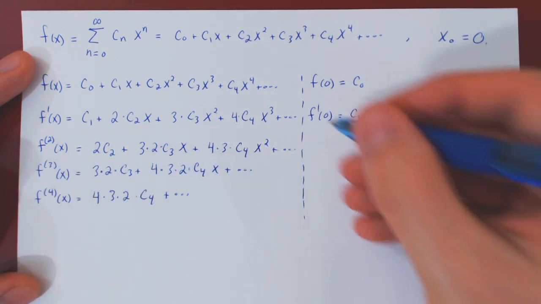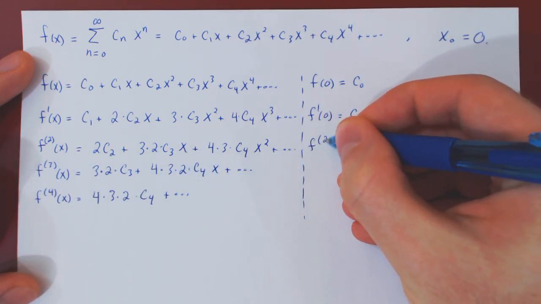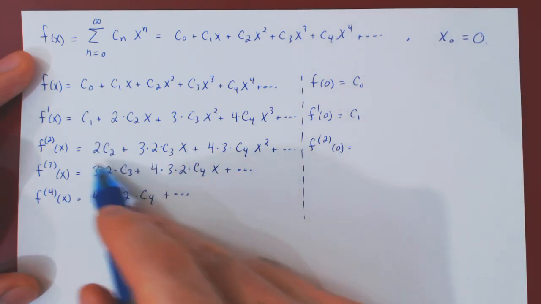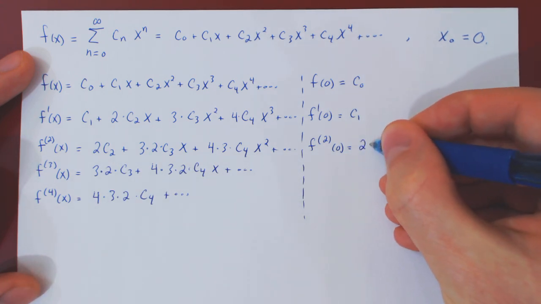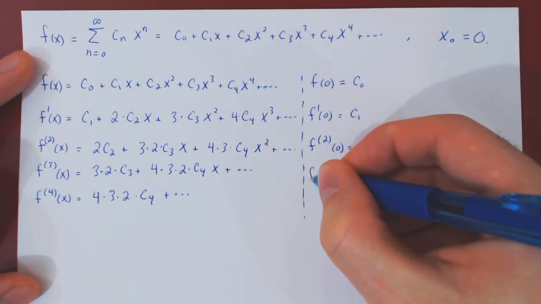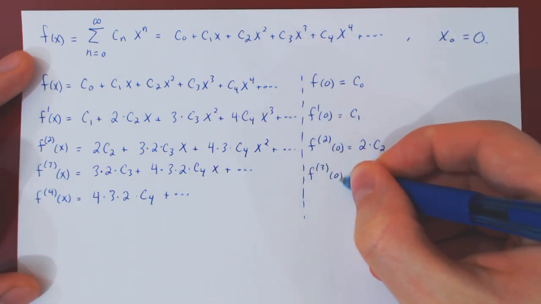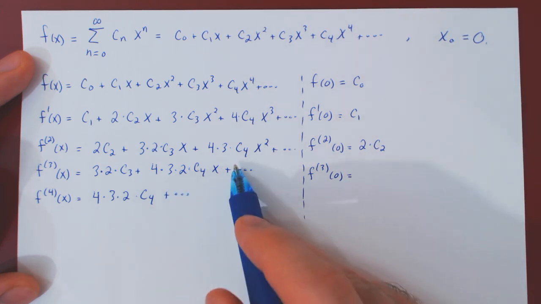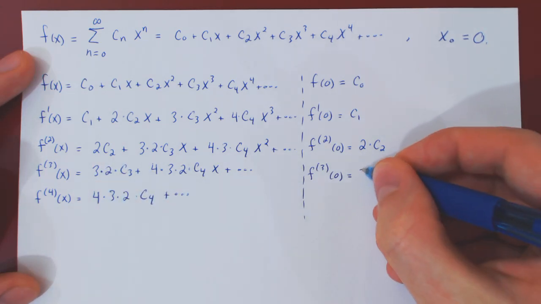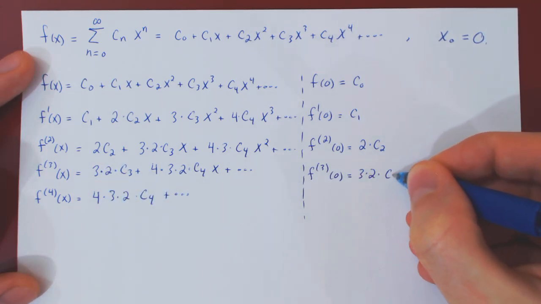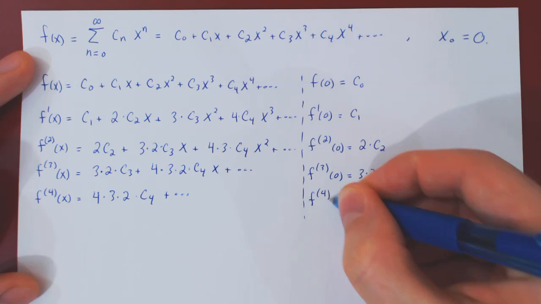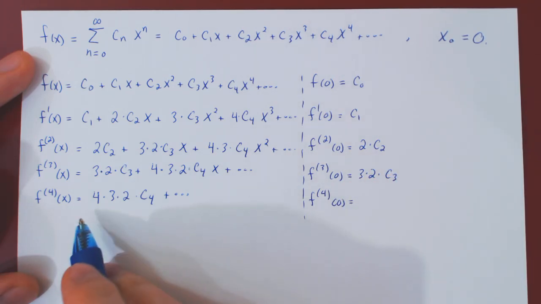Replace x by 0 in the second derivative. All of these terms will be 0, except for the first term, the constant term, 2 c2. Repeat for the third derivative. The third derivative at 0 will be, all of the higher order terms will be 0, except for the constant term again. So 3 times 2 times c3. Repeat for the fourth derivative. Replace x by 0. It will give us again the constant term.